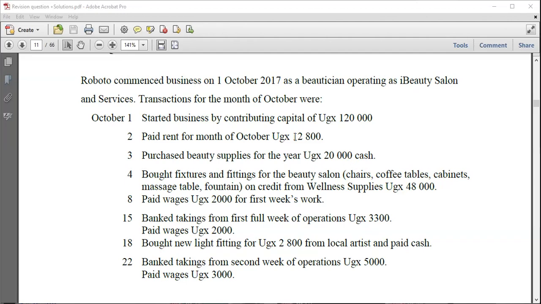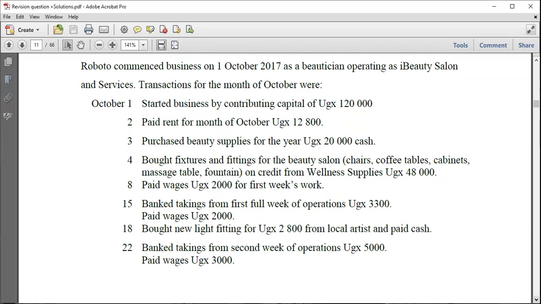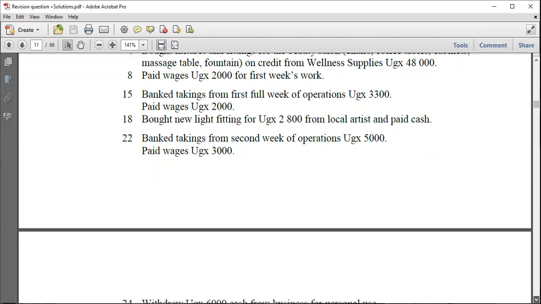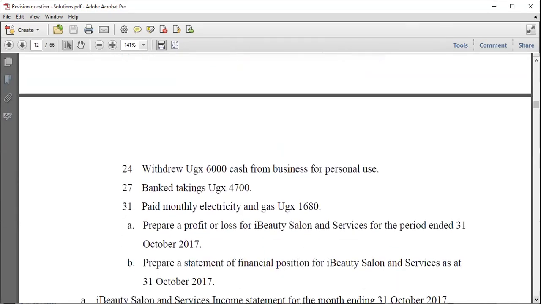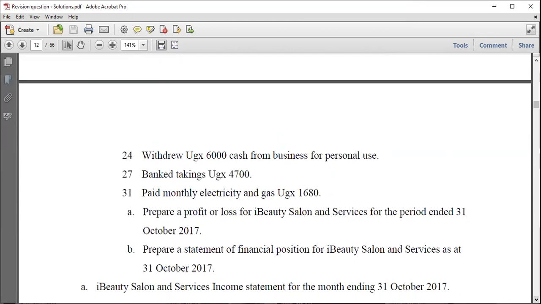Okay. So when you look at this question, Roberto commenced business on that date as a beautician operating as iBeauty salon and services. Transactions for the month of October were, they've given us the transactions here. We can try to look at what this question is requiring us to do. This question is requiring us to, one, prepare the profit and loss of iBeauty salon and services, and it's also requesting us to prepare the statement of financial position for iBeauty.